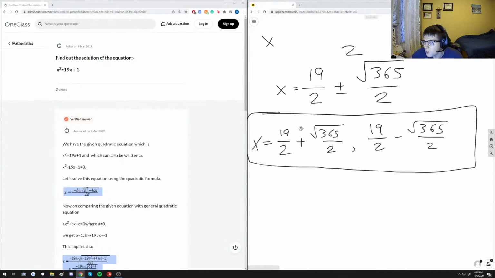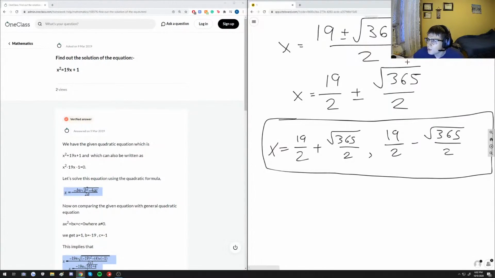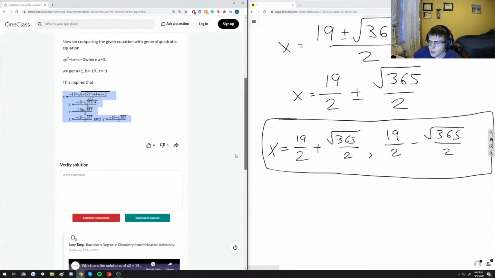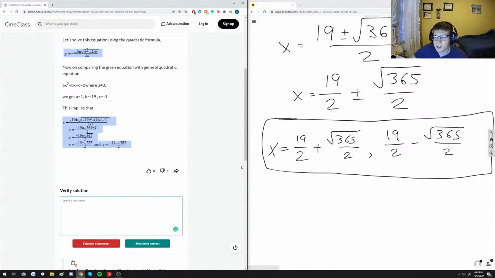So, this person actually made a slight mistake when using the quadratic equation. They should have plugged in minus 19 for b, but they did not plug it in here, and they got instead, it should have been minus 19 and given you 19, so I have to write that out here. So my solution is still correct.